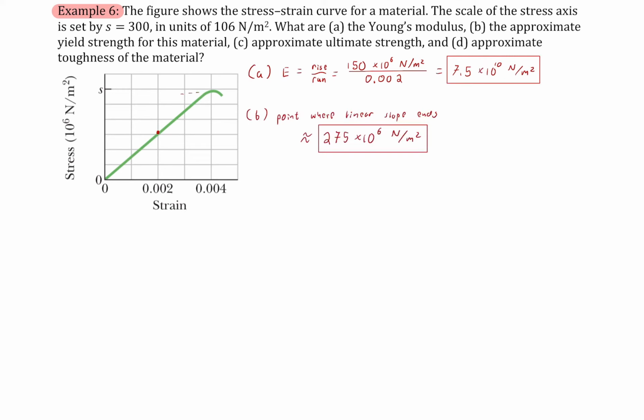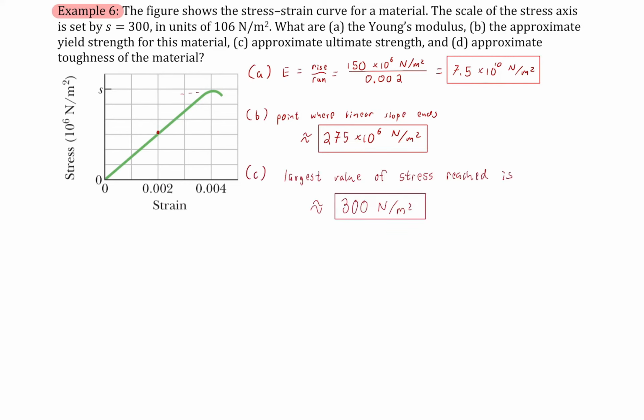All right, and then for part B, we're going to find the approximate yield strength. This is the point where the linear slope ends. I've shown it here. Once the linearity ends, there's not much behavior afterwards, but there's a little. So we'll approximate it as 275 times 10 to the 6 newtons per square meter. The idea is that it's just a little bit below the 300 mark because S, after all, is 300.